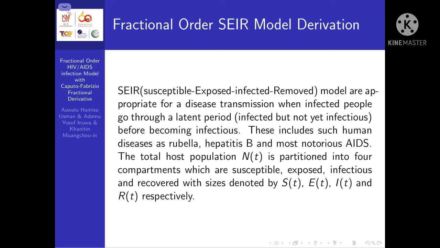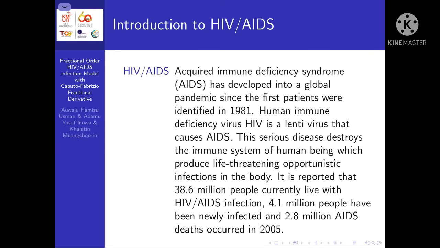The total host population, denoted N(t), is divided into 4 compartments: susceptible, exposed, infected, and removed, hence the name SEIR. Next, we introduce HIV and AIDS. AIDS stands for acquired immune deficiency syndrome.